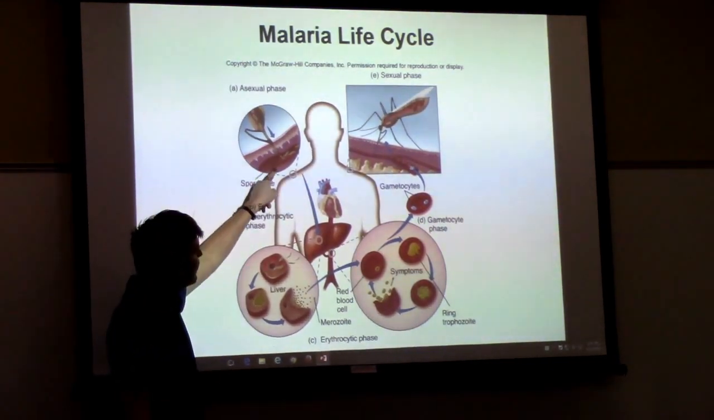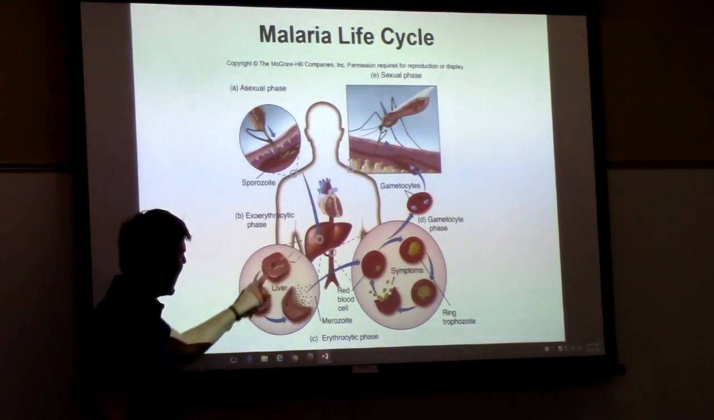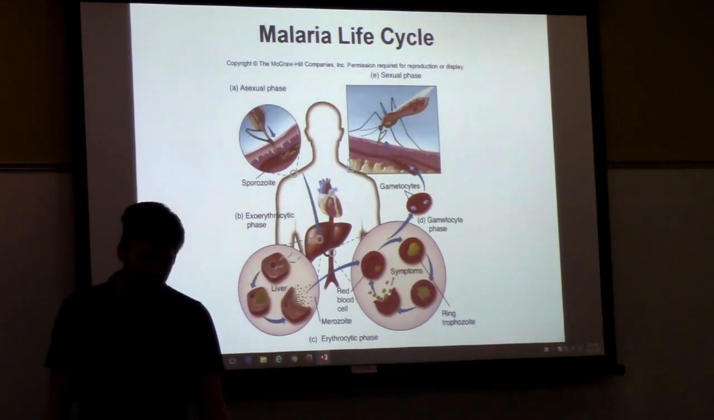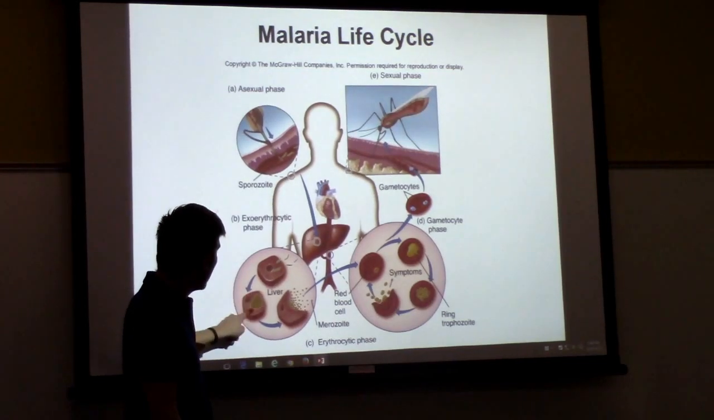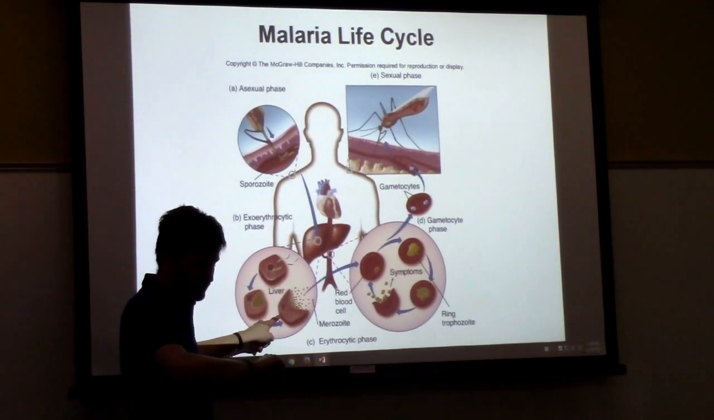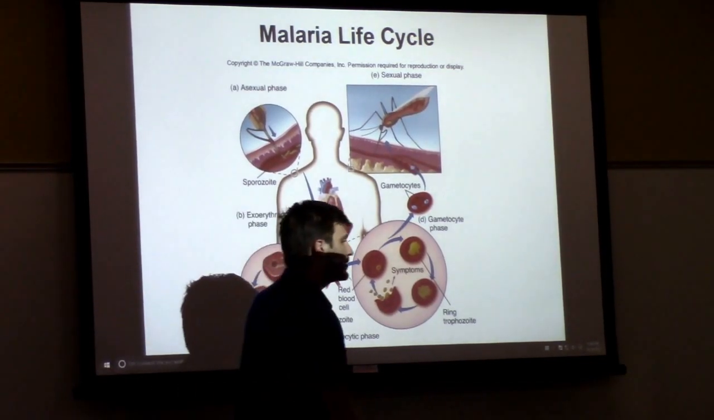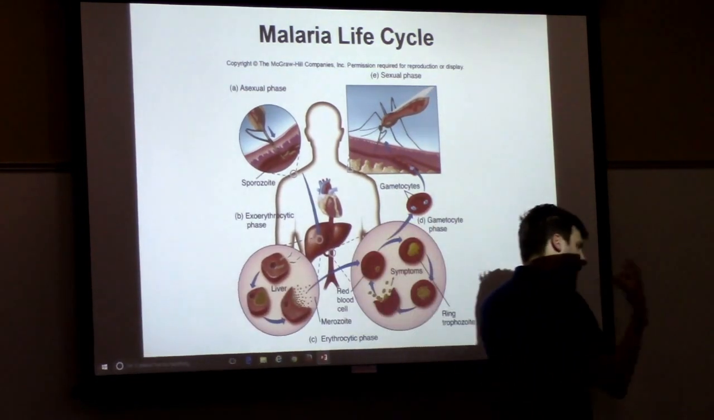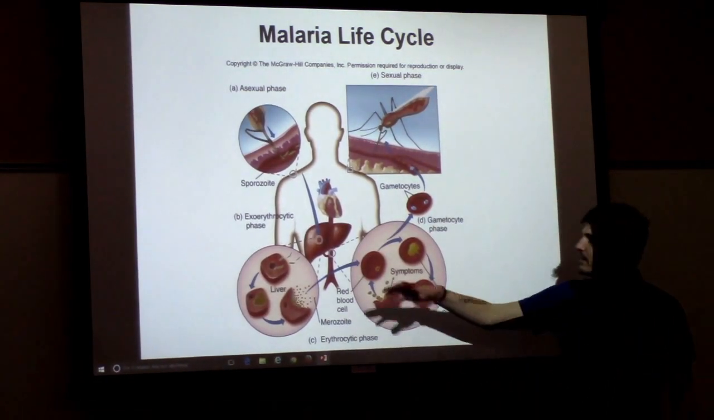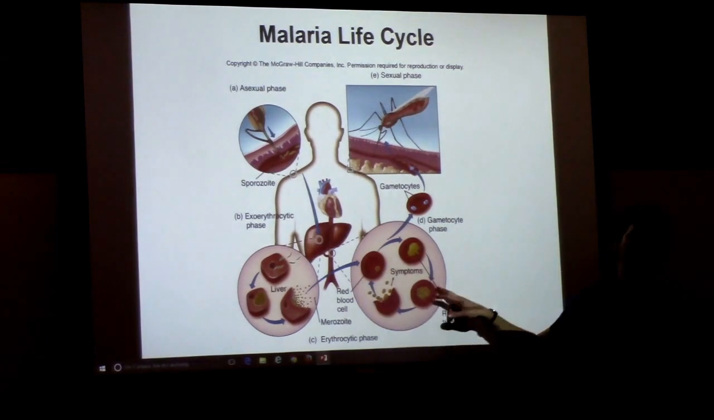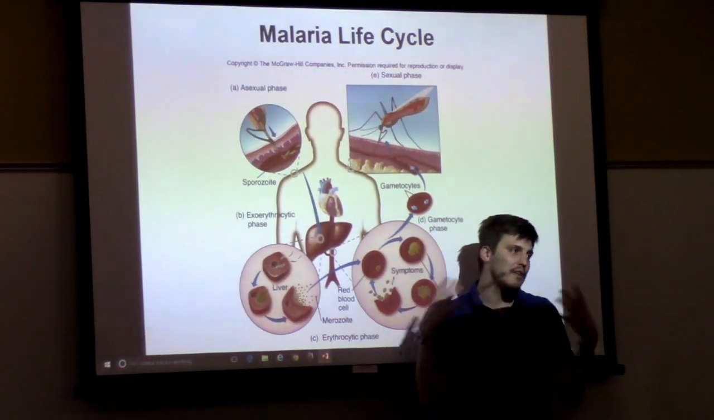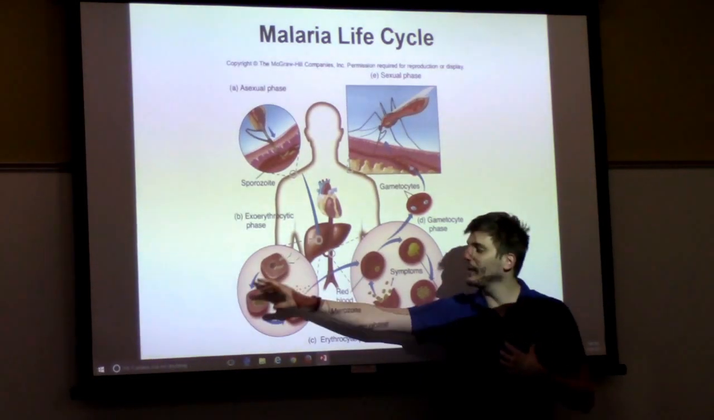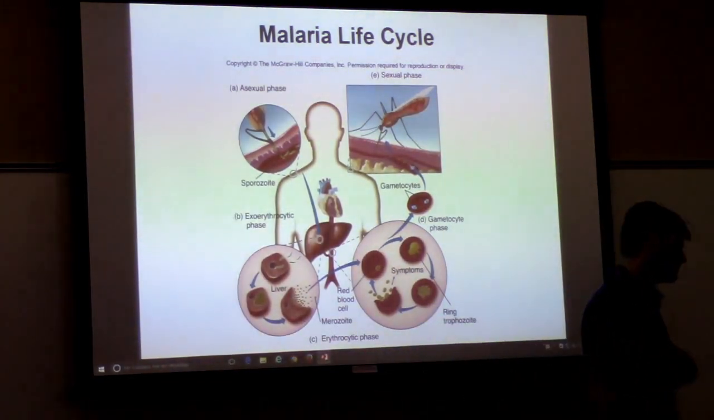These sporozoites then go through the bloodstream and target hepatocytes, or liver cells. Once they infect a hepatocyte, they quickly divide and mature into merozoites. These merozoites rupture out of the hepatocytes, leave the liver, and then infect red blood cells. The merozoites are primarily there to amplify the organism. One sporozoite can make thousands of merozoites.